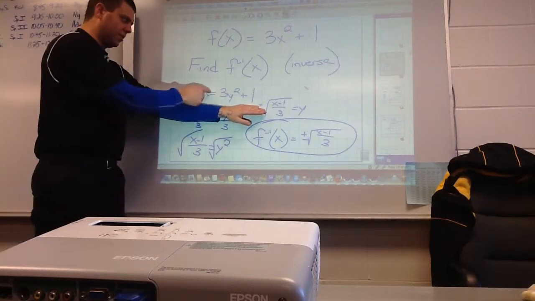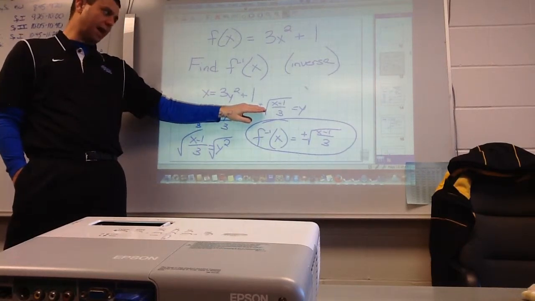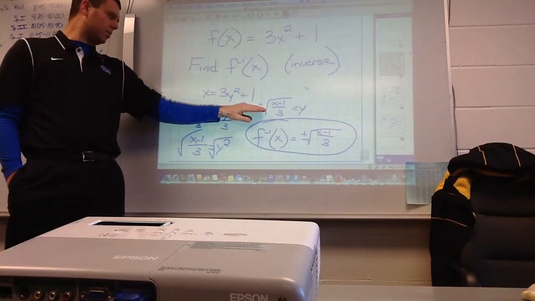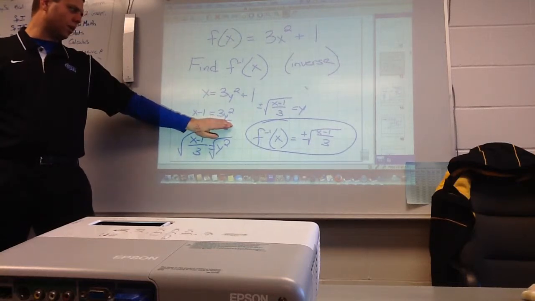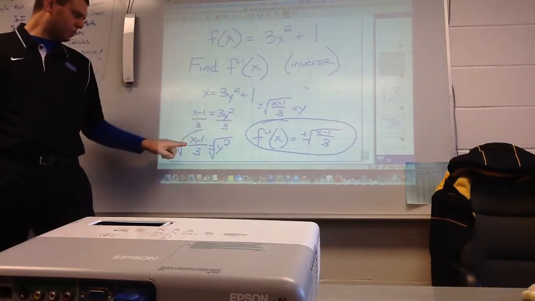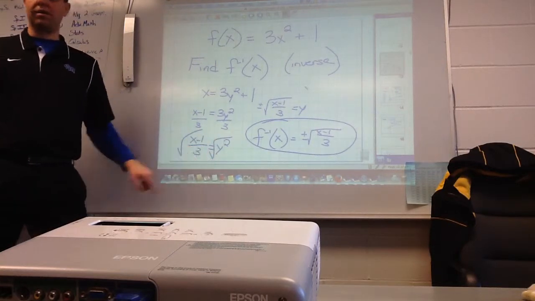How do I get y by itself? What would I do here? I have x equals 3y squared plus 1. I'm getting y by itself. I'd minus 1. I'd rather do that than divide right away. I'd just minus the 1. So then I have x minus 1 equals 3y squared. Then I divide by 3. So that gives me x minus 1 divided by 3 equals y squared.